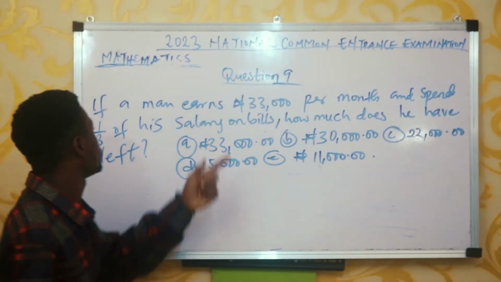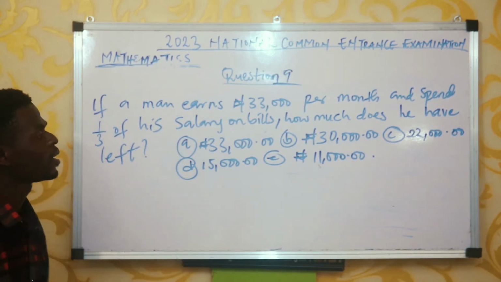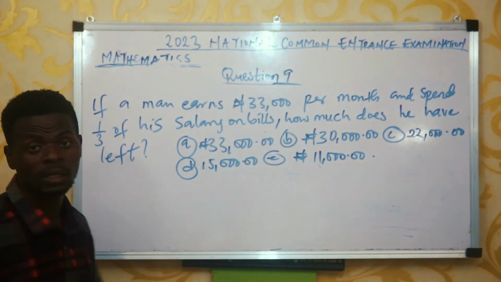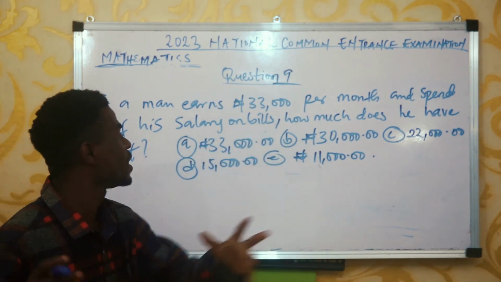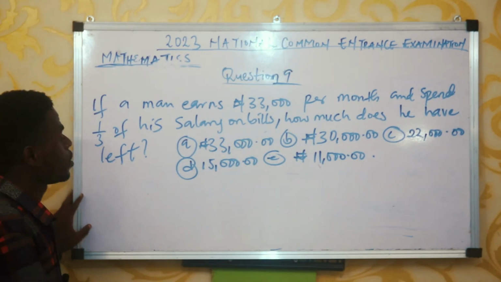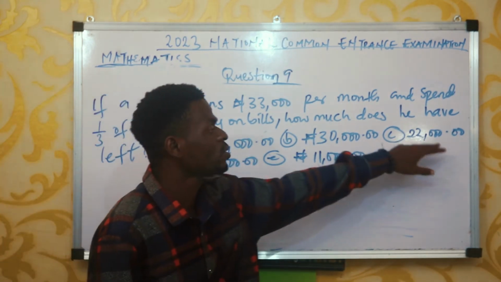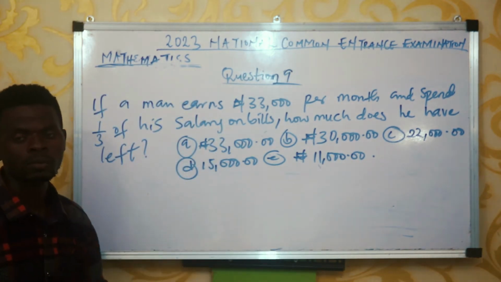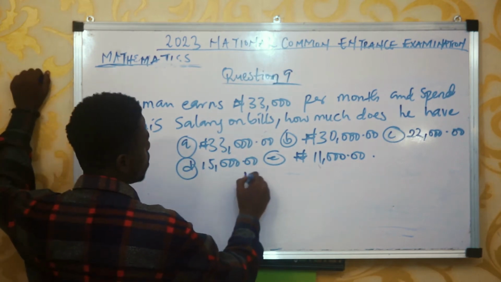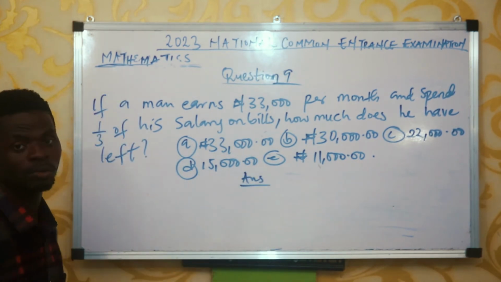Yeah, this is question 9. Question 9 says that if a man earns 33,000 naira per month and spends 1/3 of his salary on bills, how much does he have left? The options are A, 33,000 naira, B, 30,000 naira, C, 22,000 naira, D, 15,000 naira, then E, 11,000 naira. Now let's go.